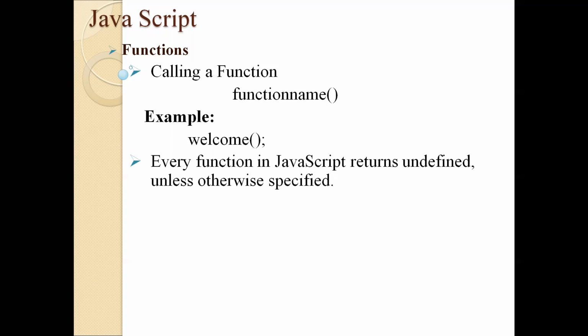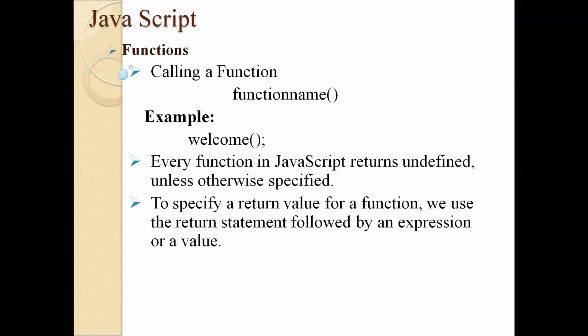But in JavaScript, there is no need to bother about the return type. Why? Because every function in JavaScript returns undefined, right? Every function in JavaScript returns nothing. Even though it returns nothing, there is no need to specify void also, because the syntax for defining a function in JavaScript does not contain the return type, right? So that is the meaning of that point. Every function in JavaScript returns undefined unless otherwise specified.